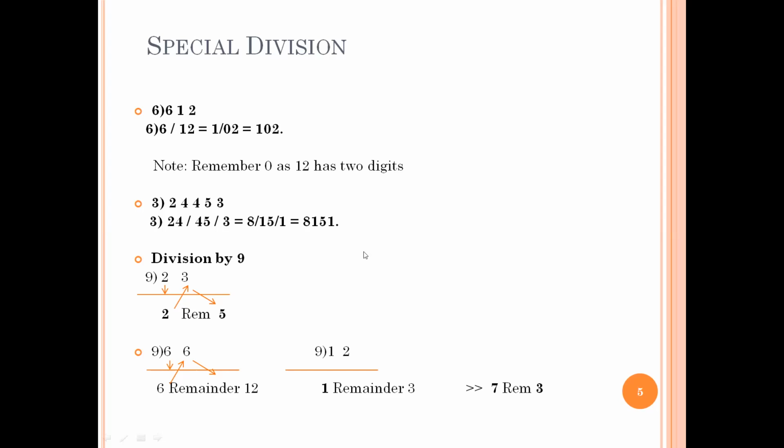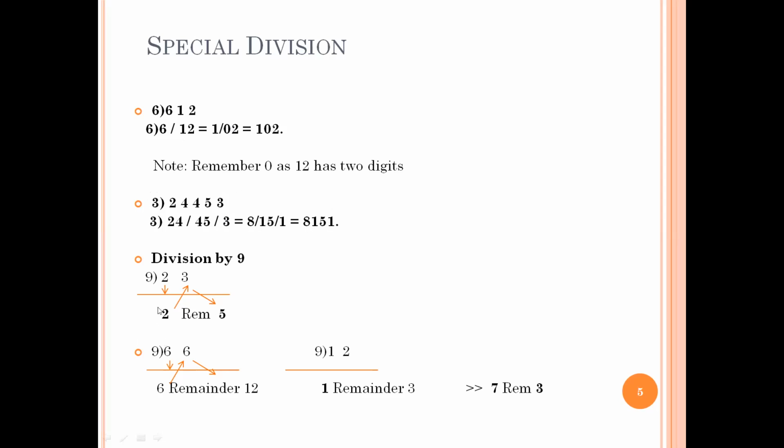45 divided by 3, so the answer is 15. 3 ones are 3, so the final answer is 8151. So by mere observation only, we can do the division faster. That is the method I wanted to suggest here.